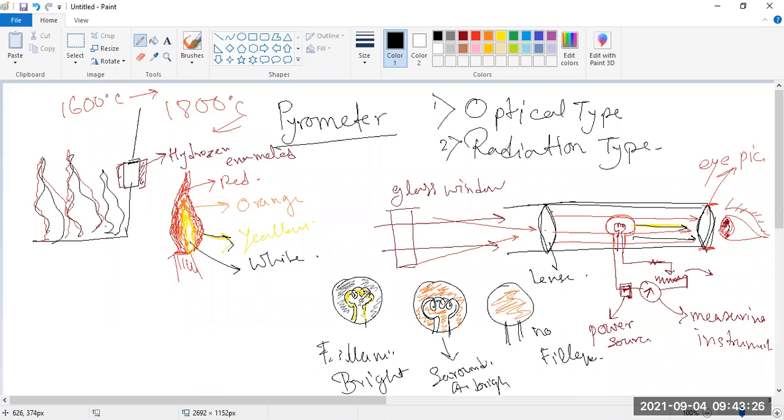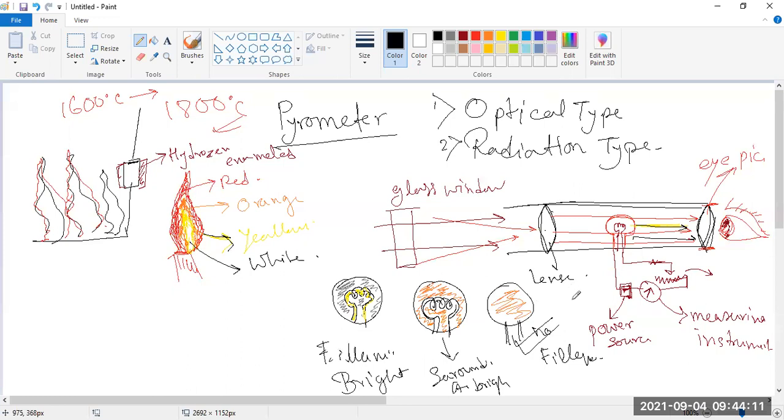filament is much higher than the surrounding light. Surrounding light means light coming from the furnace, and it is being watched through the pyrometer. In the second case, the surrounding area is bright but the filament is dark, meaning the intensity of this filament is much less than the surrounding light. But we have to set the filament intensity so that the filament vanishes, meaning the light of the surrounding area and the light from the filament are totally the same, then the filament will not be visible.